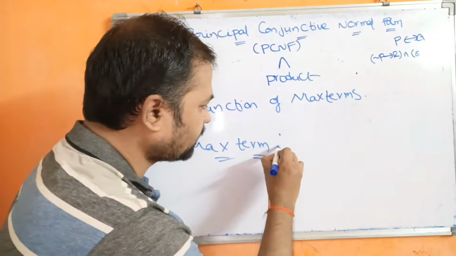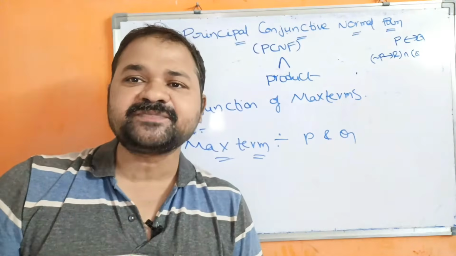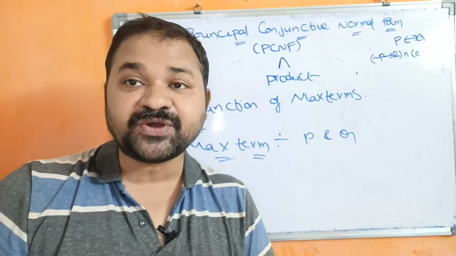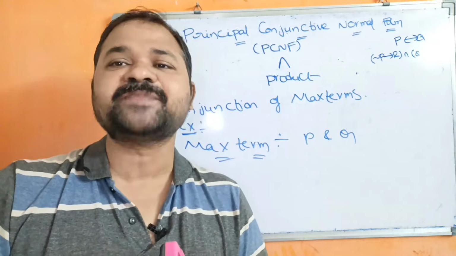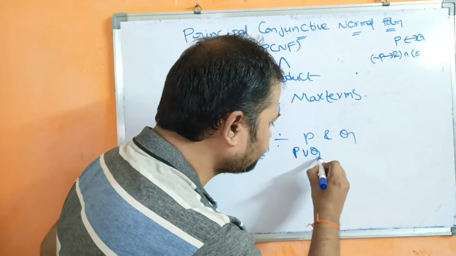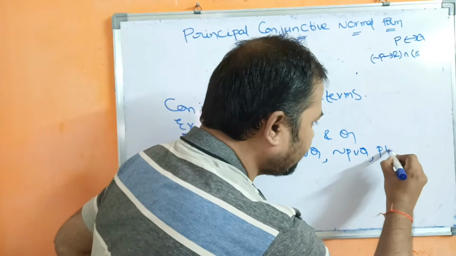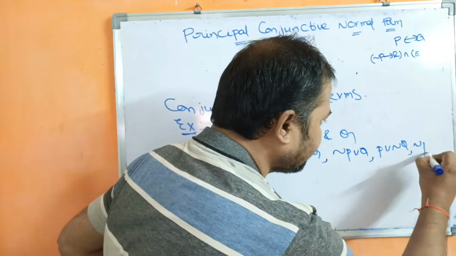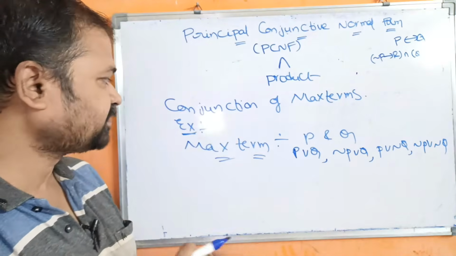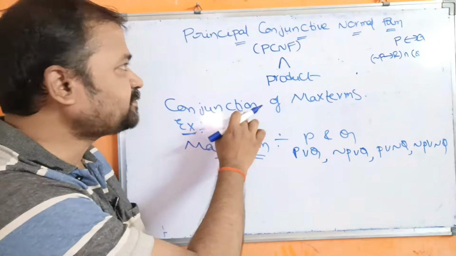Let P and Q be two propositions. Then the max terms are, max term means disjunction. Disjunction of the propositions is called a max term. So the possible disjunctions are P or Q, negation P or Q, P or negation Q, negation P or negation Q. So these are the possible disjunctions. If you take PCNF, then what is PCNF?